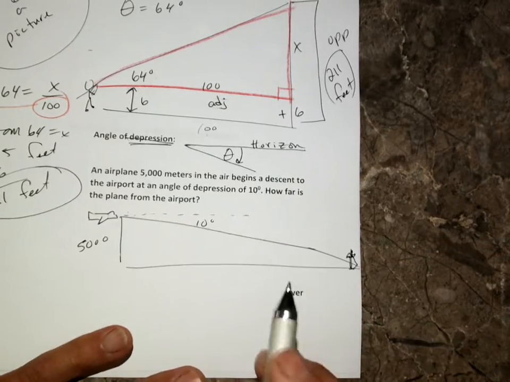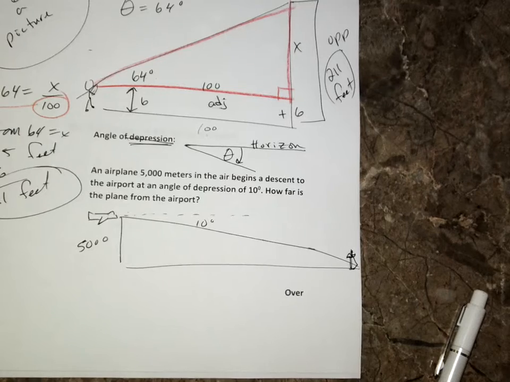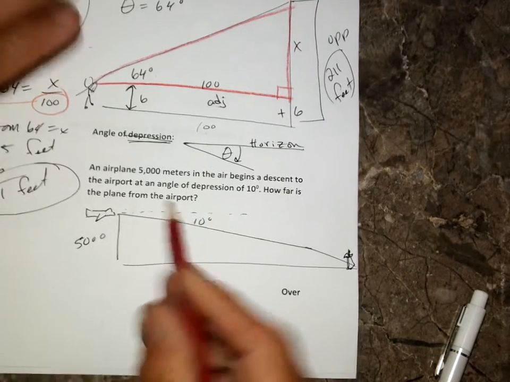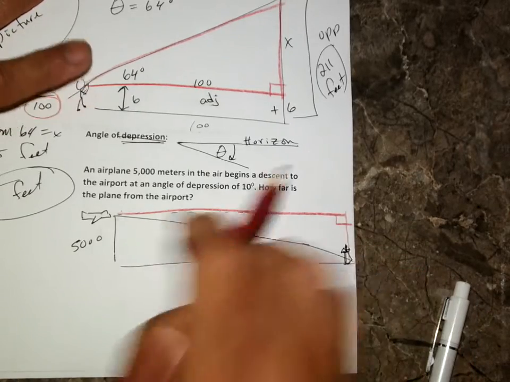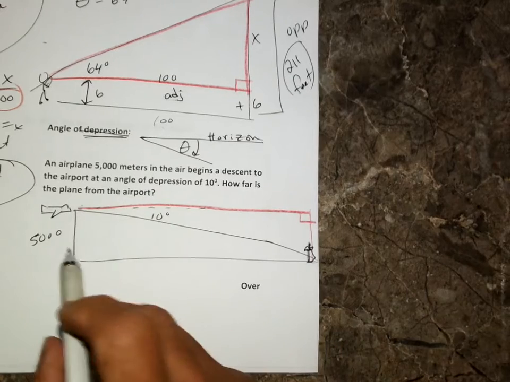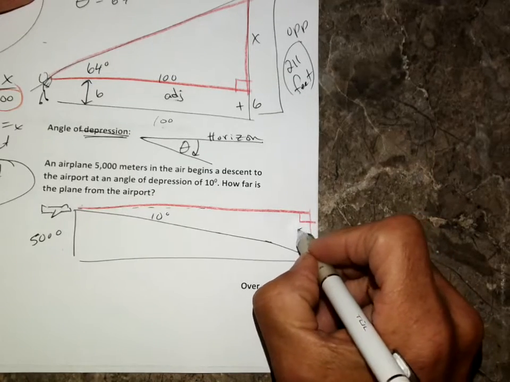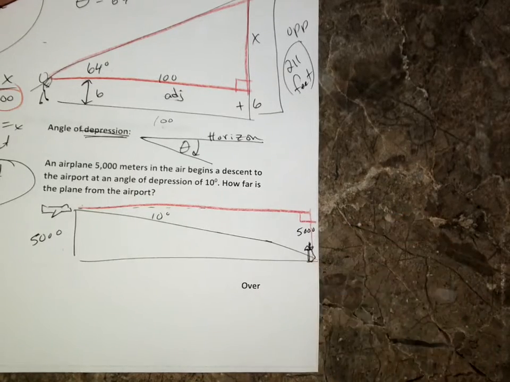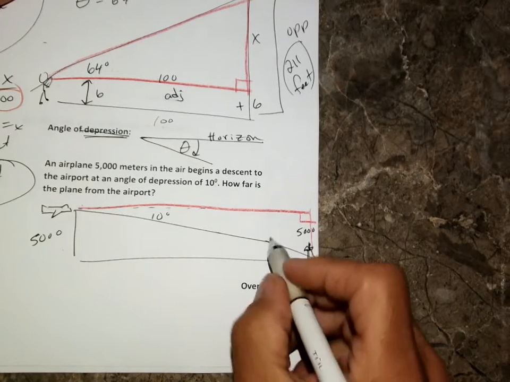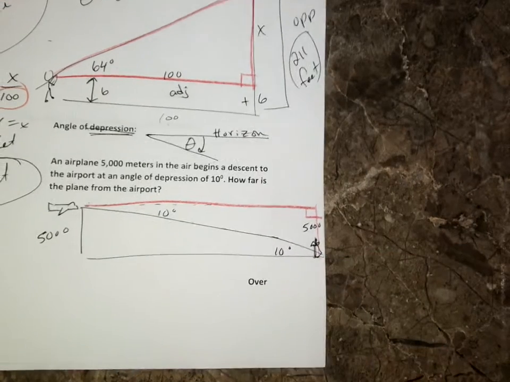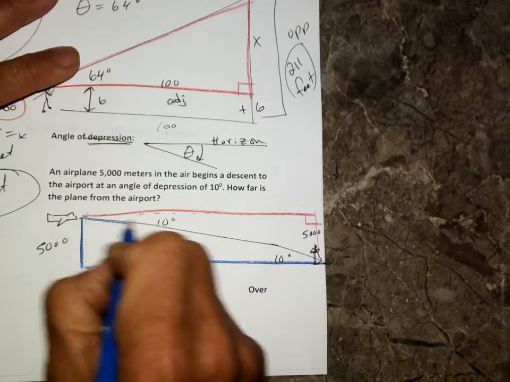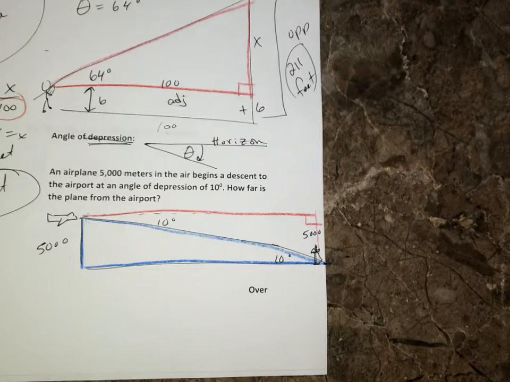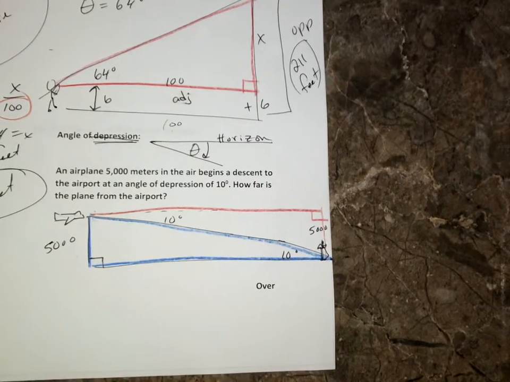Now, we also have a second triangle since we have the angle of depression. So the second triangle is here. Okay, these two triangles are congruent. So this 5,000 is also over here. Since these two triangles are congruent, then I also have a 10 degrees here. So I can use either triangle. I can use the blue triangle, or I can use the red triangle. May as well use the blue triangle, looks easier.